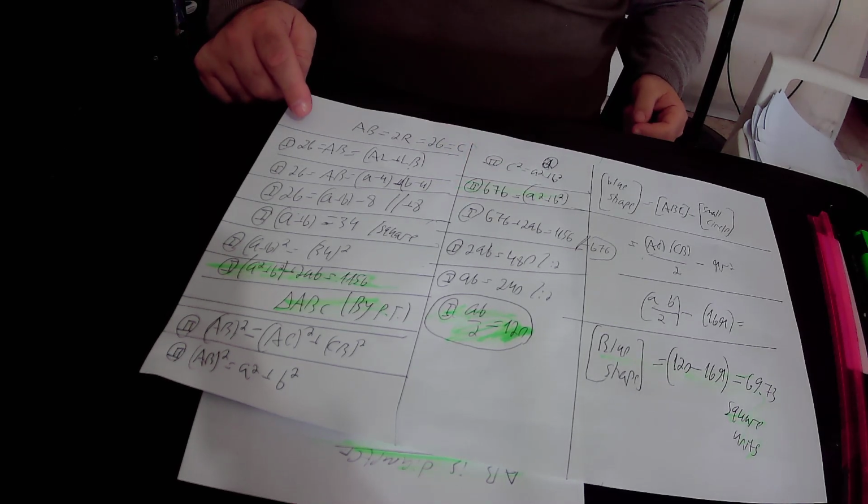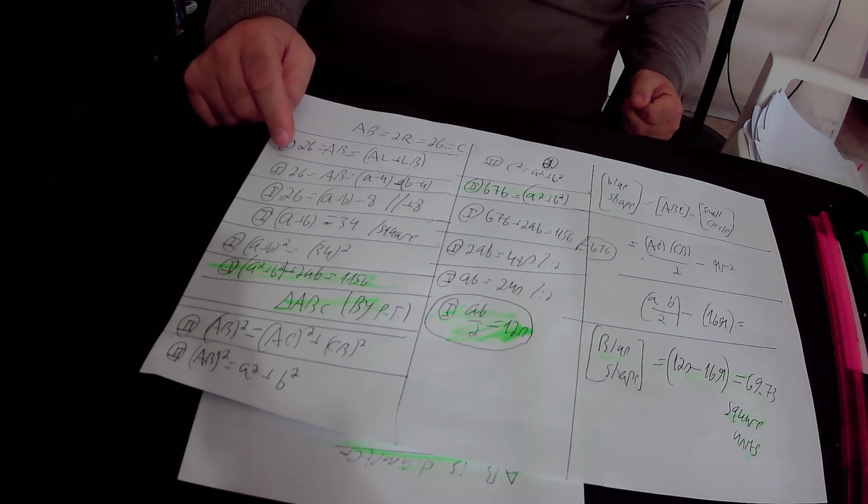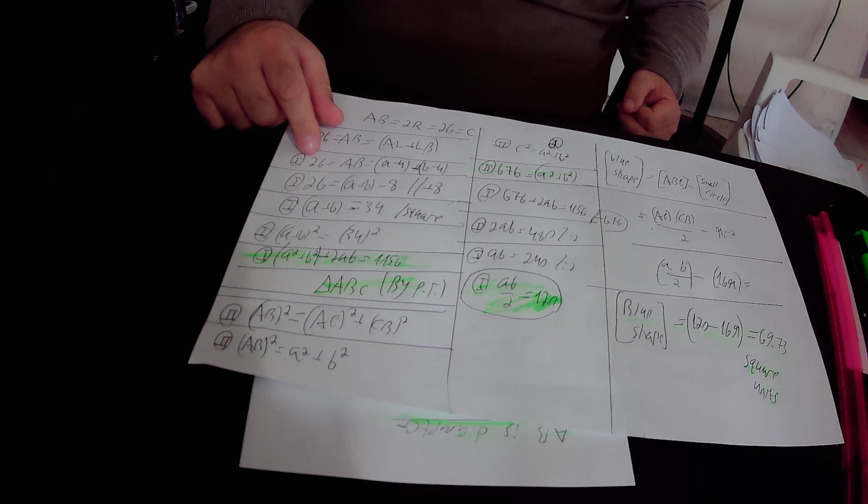So in conclusion, we found out that 26, that is the diameter AB of the circle, equals A minus 4 plus B minus 4. That is to say, according to equation number 1, 26 equals A plus B, minus 4 plus minus 4 is minus 8. So 26 equals A plus B minus 8. We added 8 to this equation, and we found out that A plus B equals 26 plus 8, which is 34.